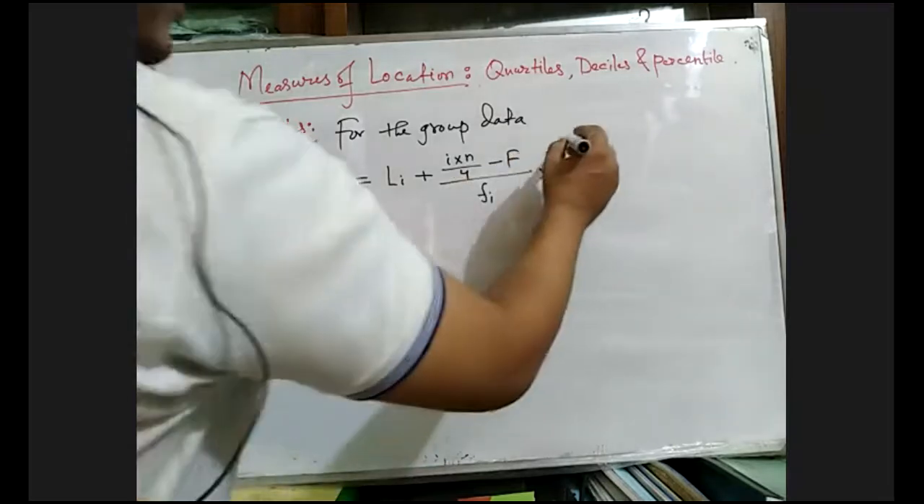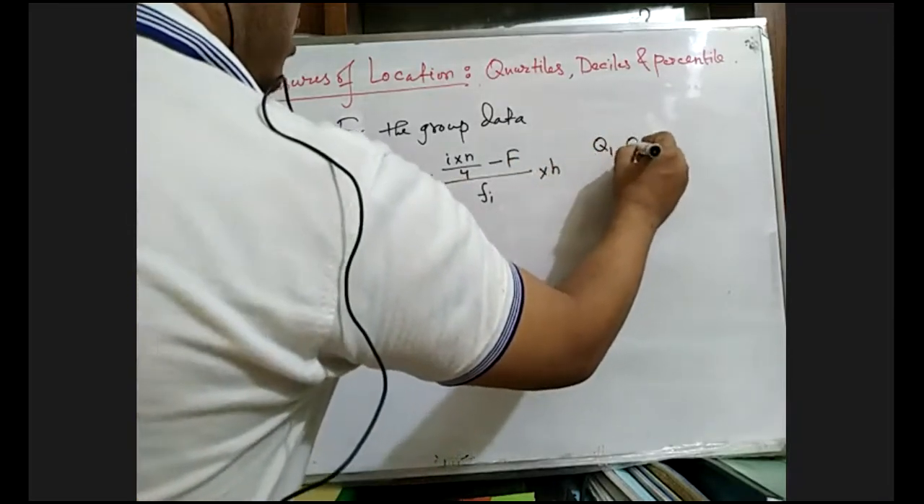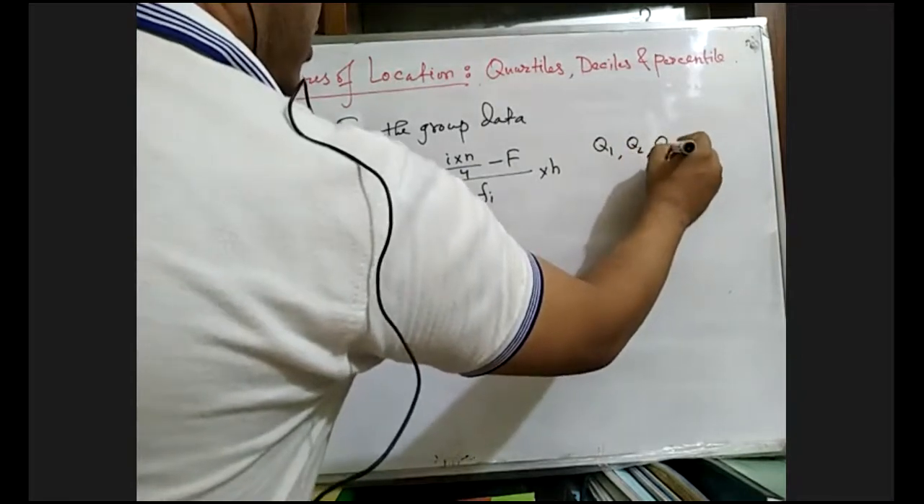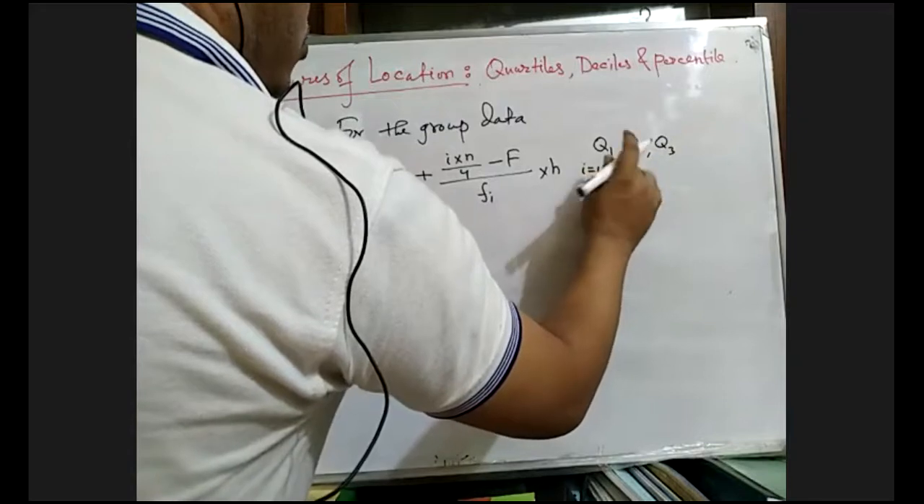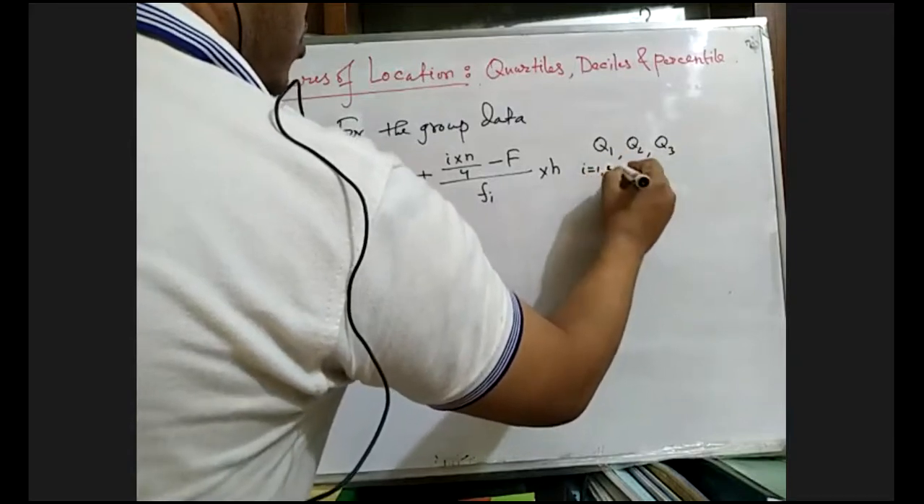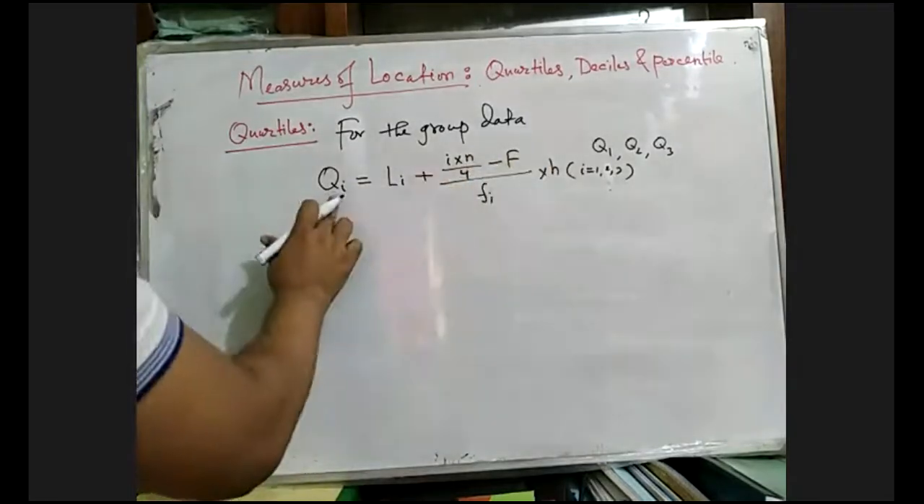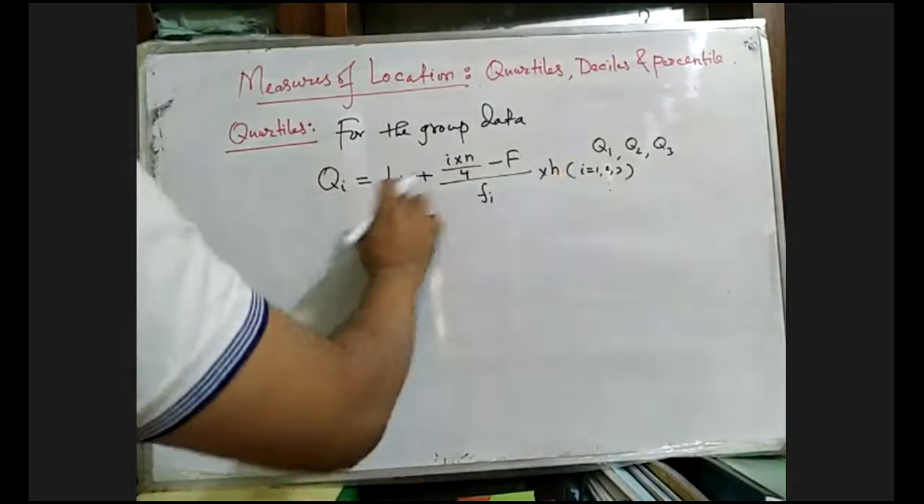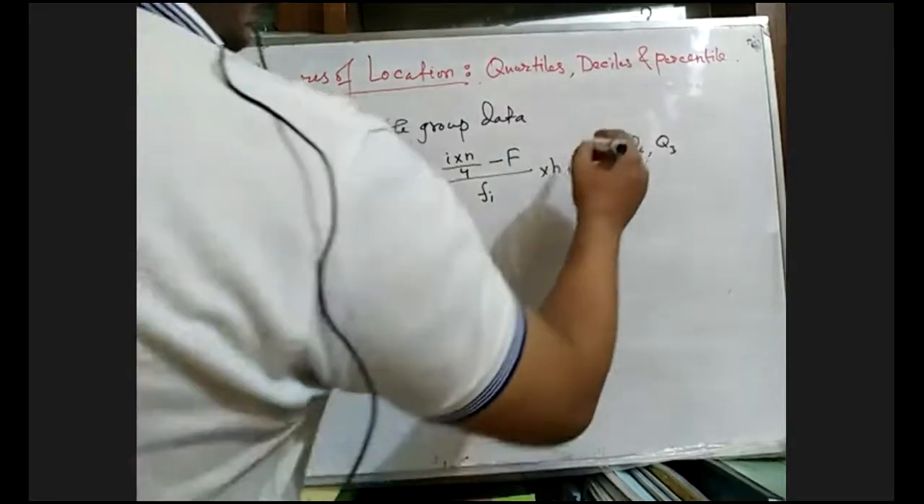And how many quartiles will be here? Q1 first quartile, Q2 second quartile, and Q3 third quartile, for i equals 1, 2, 3. Remember it. If i equals 1, then first quartile. If i equals 2, second quartile. And if i equals 3, third quartile.